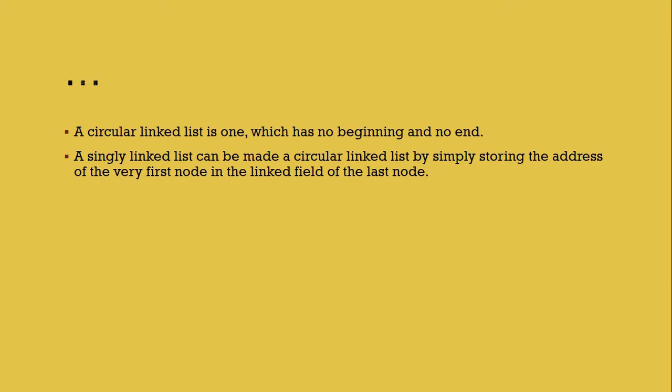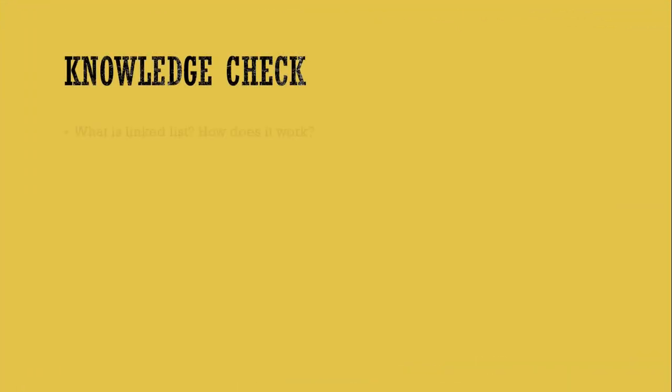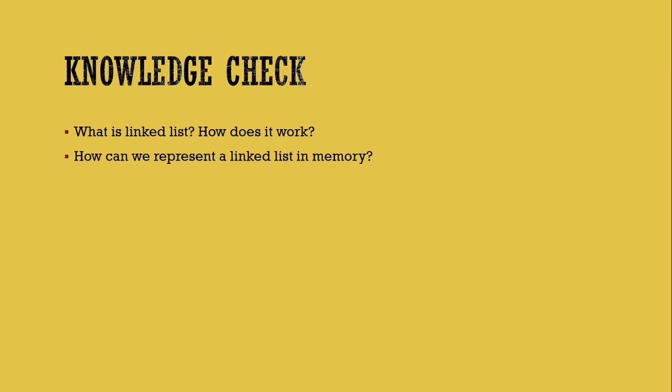A single linked list can be made a circular linked list by simply storing the address of the very first node in the link field of the last node. Both single linked list and double linked list can be made circular linked lists.